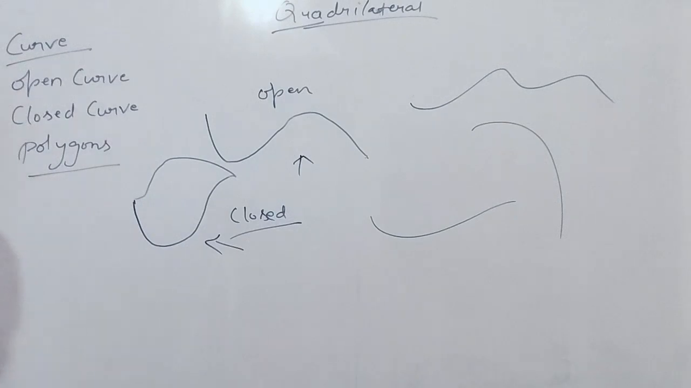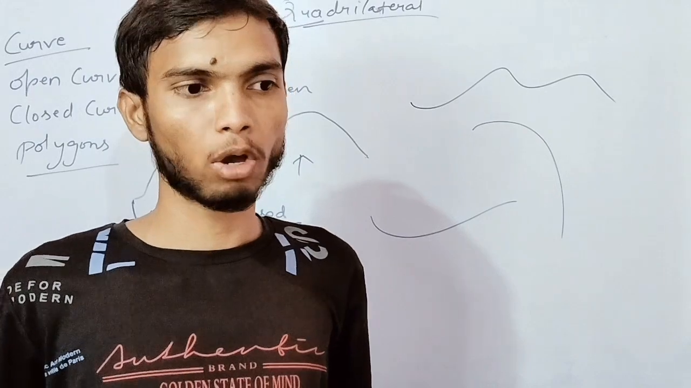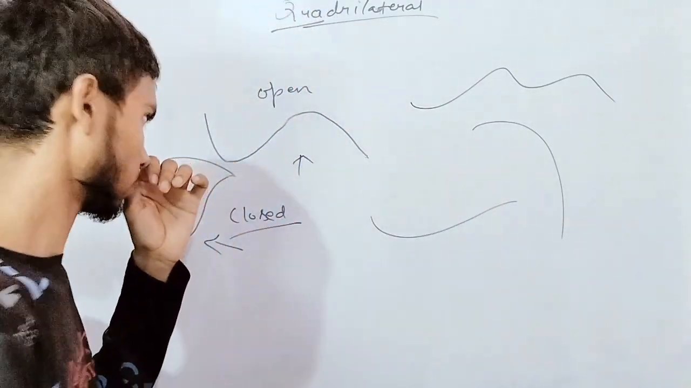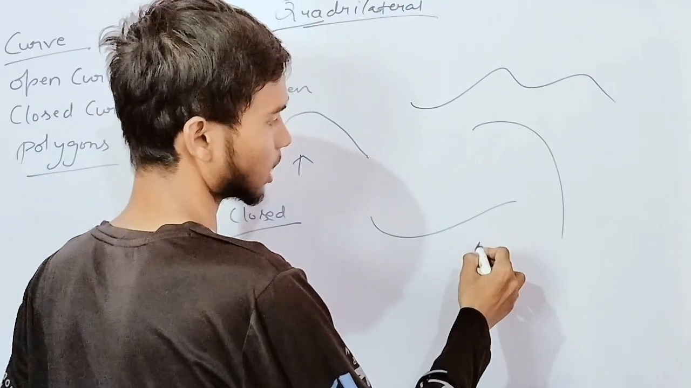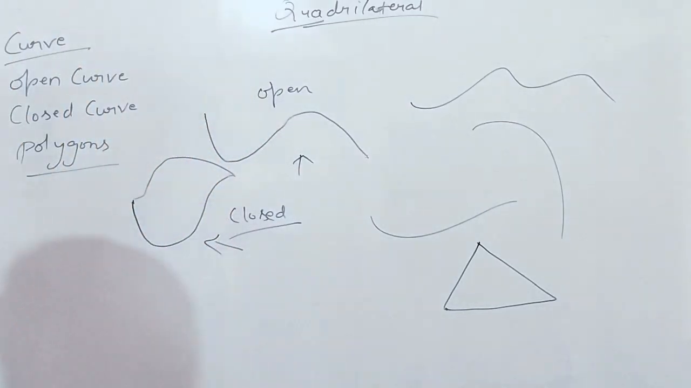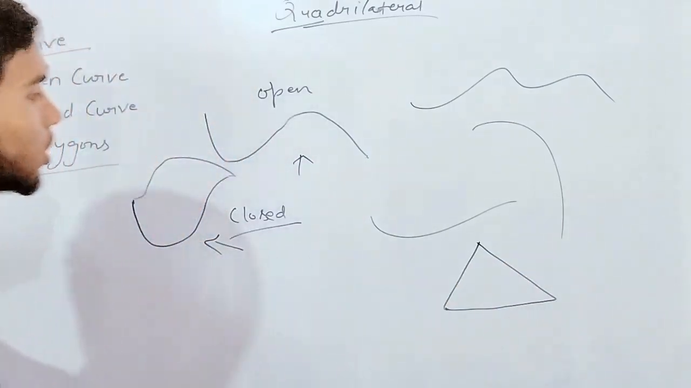Now polygons. What is a polygon? A polygon is a closed curve, but it is made of line segments. Clear? A polygon is made up of 3 or more line segments. With the help of 2 line segments, a polygon cannot be created. From 3 line segments, a polygon can be created, and the shape will be a triangle. Here you can see we have 3 line segments. It will be considered a polygon.